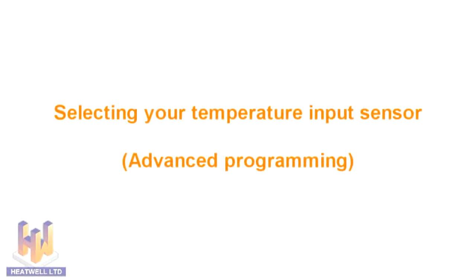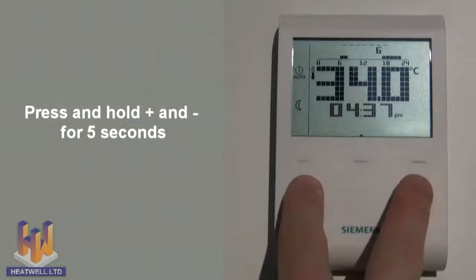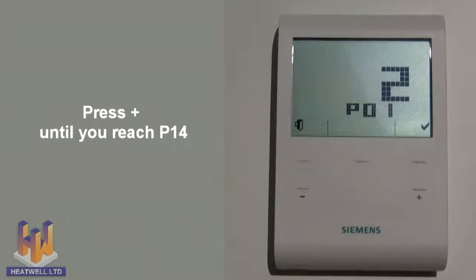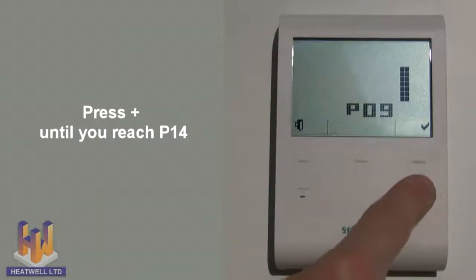Selecting your temperature input sensor. This option allows you to choose which type of temperature sensor you will use for your thermostat. To adjust these settings, go to the Advanced Settings menu by pressing the plus and minus buttons for 5 seconds, then let go. P01 will show. Use the plus button until you see P14 and press the OK button.